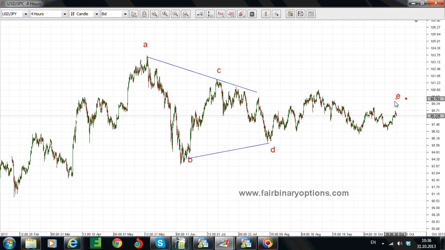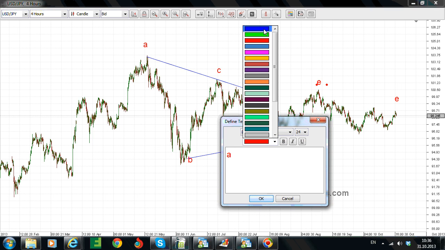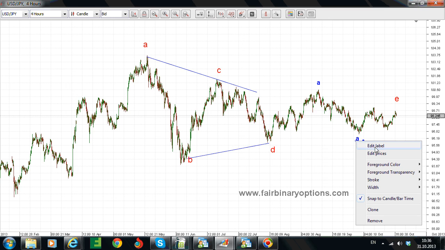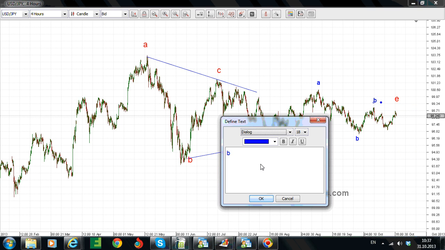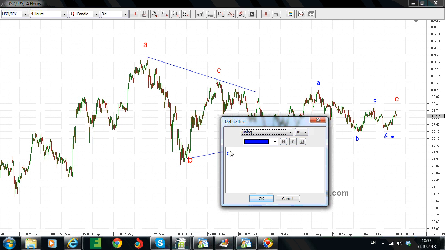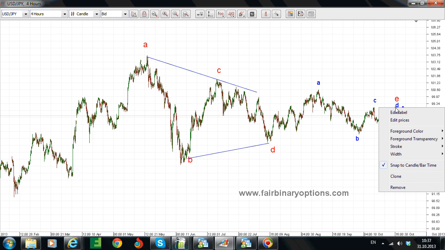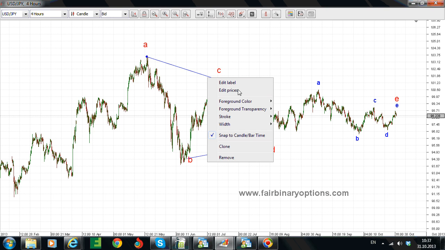So A, B, C, D, E, and basically this is a triangle of a lower degree that should go like this: A, B, C, D, and E, and there you go. There is a contracting triangle of a lower degree.